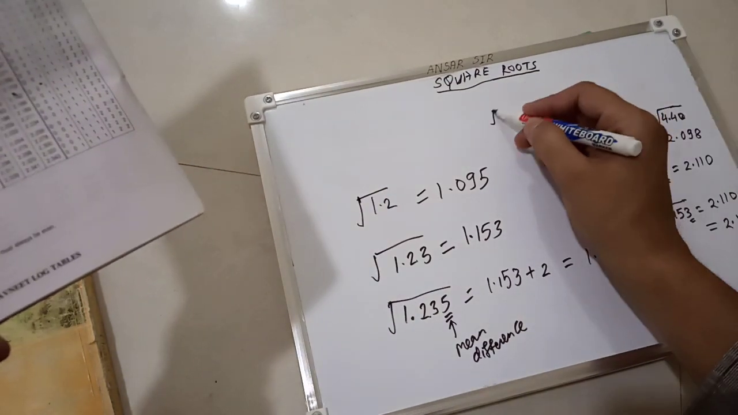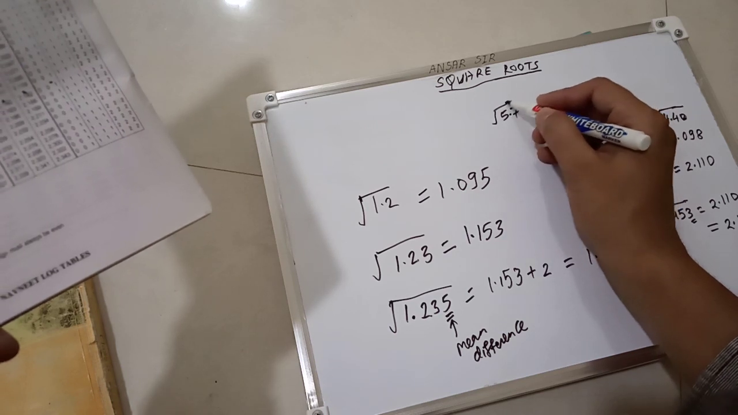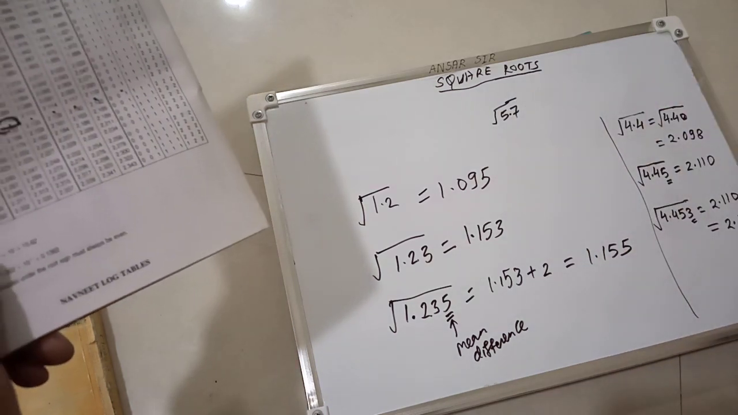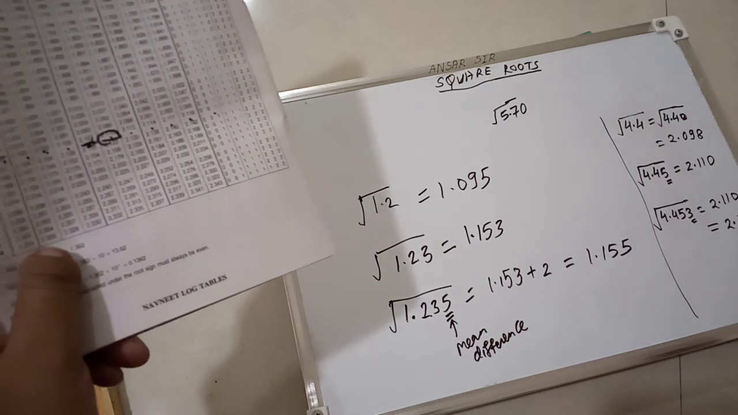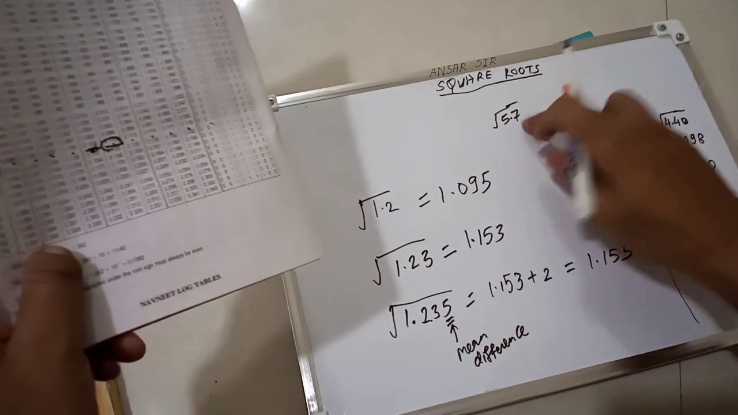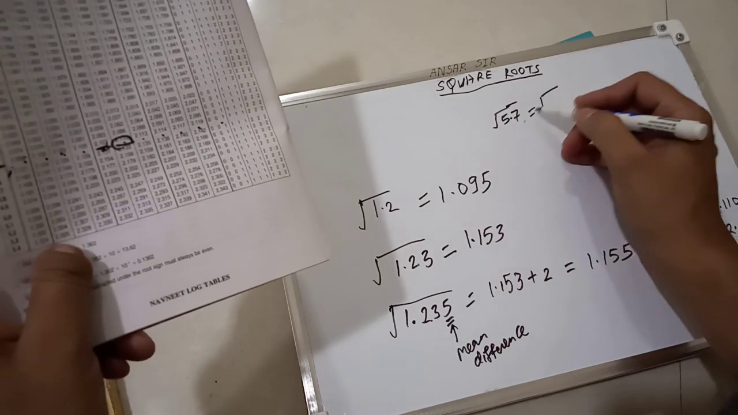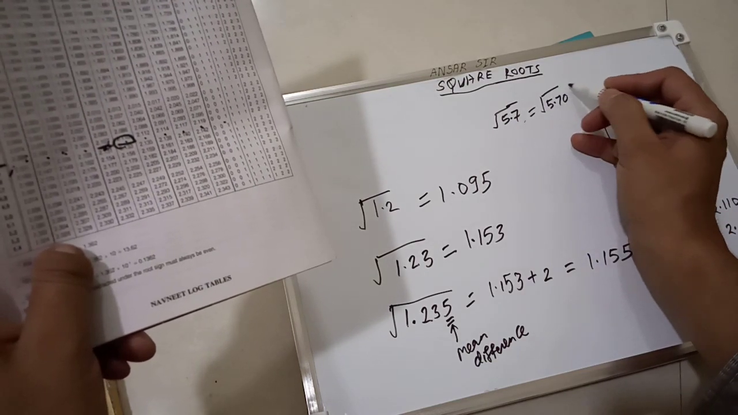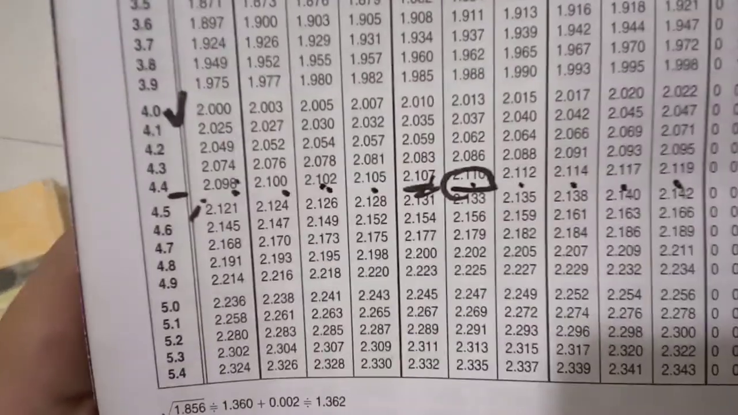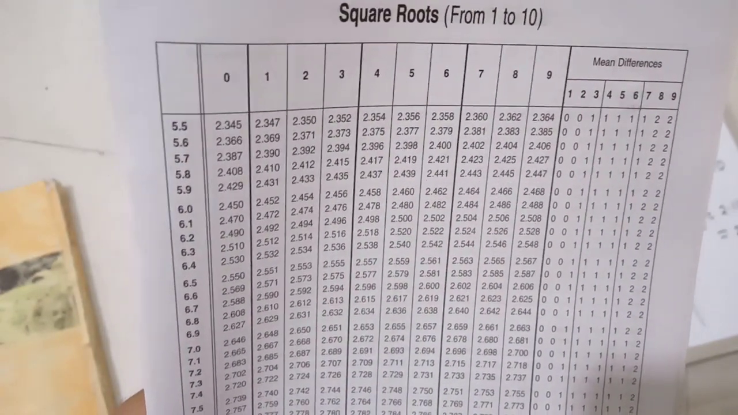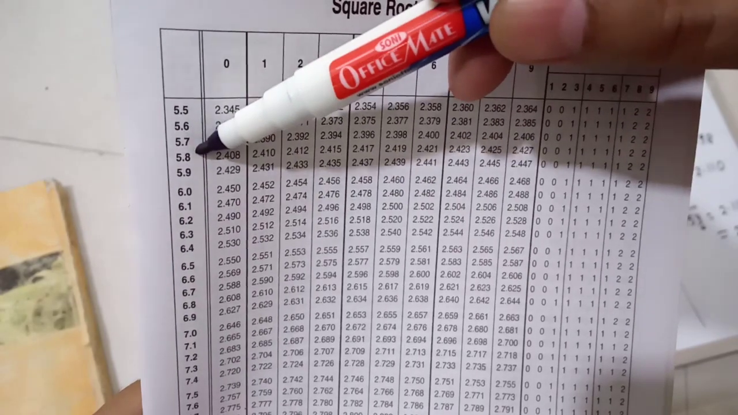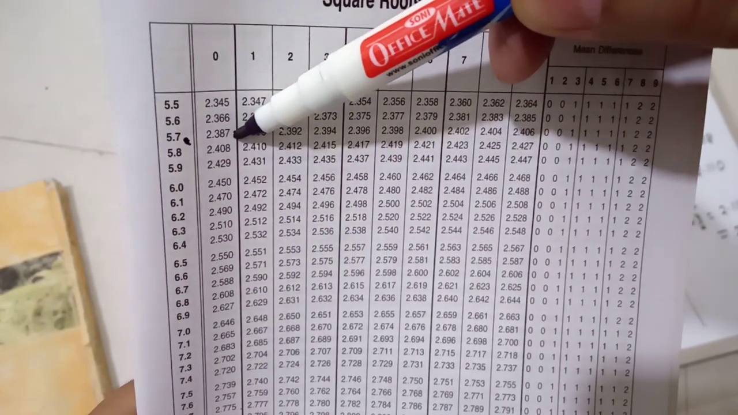If we have to find the square root of 5.7, where will we go? We will find 5.7 in the 0 column. If nothing is given, 5.7 is equal to 5.70. So we have to go to 5.7, and 5.7 is given on the other page. See, this is it, 5.7. Nothing is given, so it is here 0.